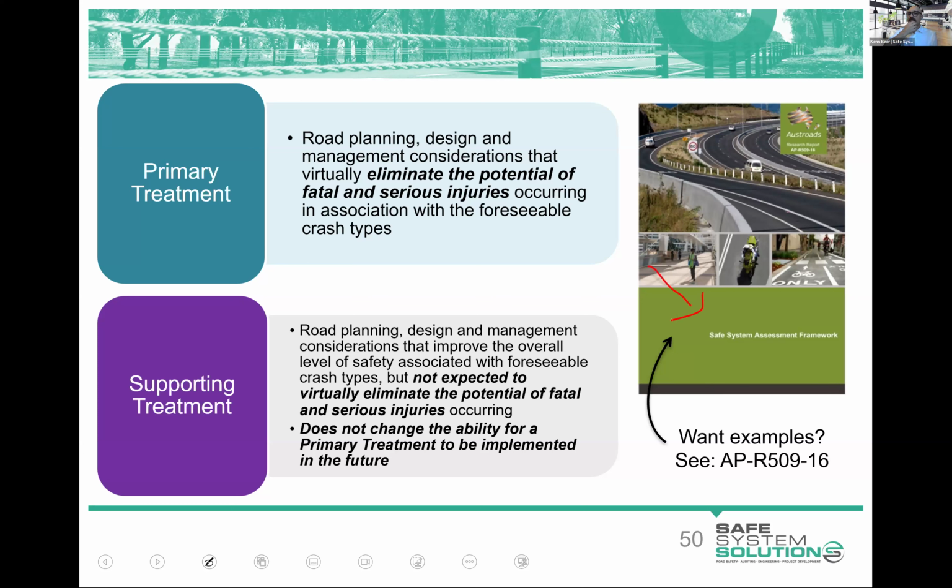Okay, just in our last couple of minutes, I want to point out this document again. The reason I'm doing this is the quiz you've got coming up is really focusing in on understanding the difference between a primary treatment and a supporting treatment. So our primary treatments, remember this definition, they virtually eliminate the potential of fatal and serious injury occurring. Supporting treatments are going to improve road safety, but they're not going to virtually eliminate death and serious injury for that crash type. There are examples in this document, which you can get from the learning management system, of primary treatments and supporting treatments.